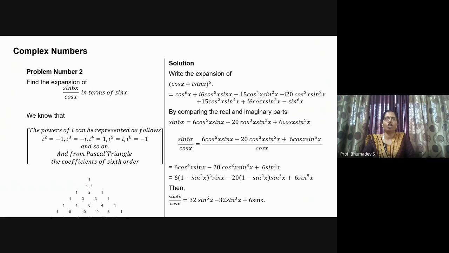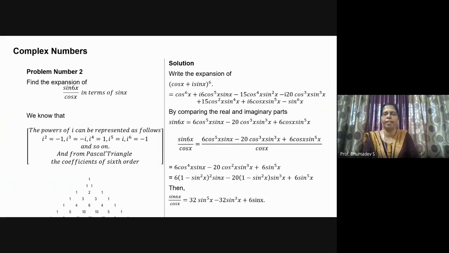We need to find the expansion of (cos x plus i sin x) to the power of 6, which is equal to, we know the coefficients from the Pascal's triangle. We know the powers of i from the bracket terms, which we have written. So the expansion will be cos to the power of 6x plus i 6 cos to the power of 5x sin x minus 15 cos to the power of 4x sin square x minus i 20 cos cube x sin cube x plus 15 cos square x sin to the power of 4x plus i 6 cos x sin to the power of 5x minus sin to the power of 6x.